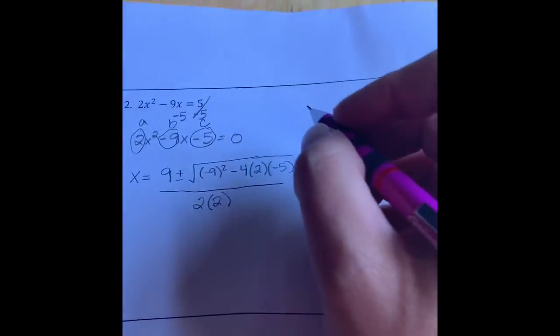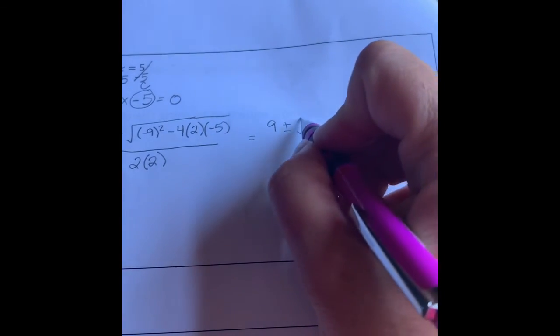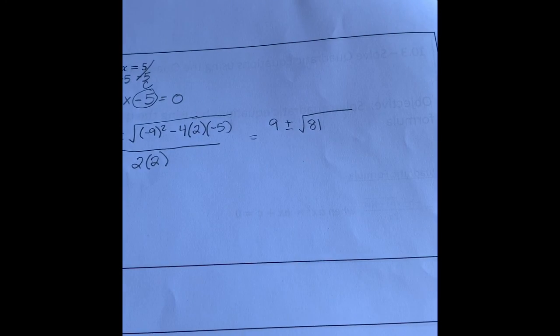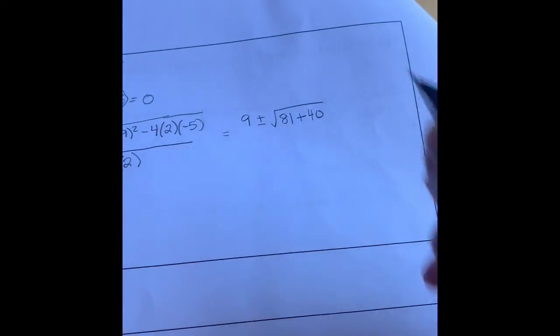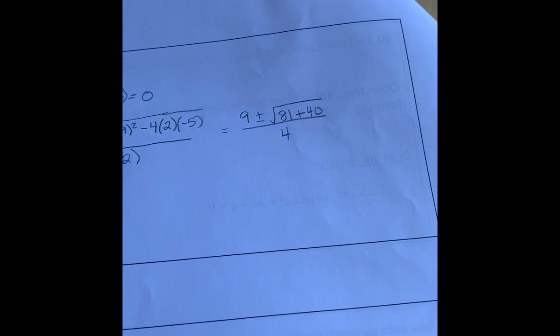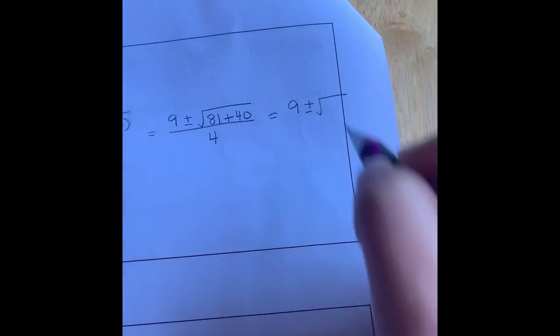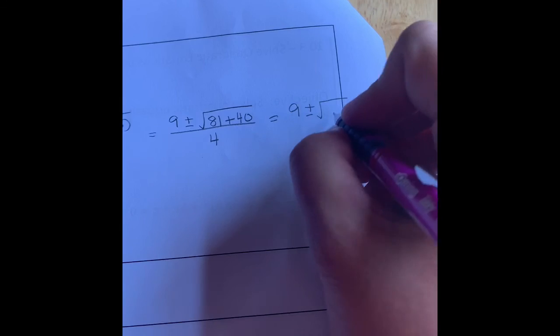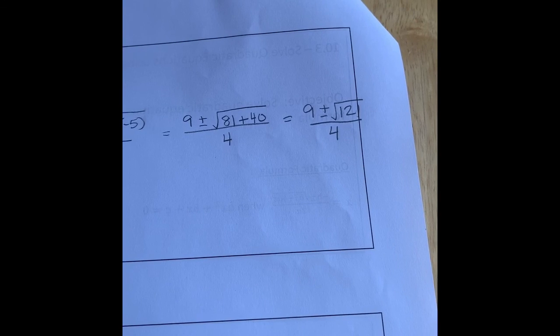So now simplifying this, we'll carry over the 9 plus or minus the square root. Negative 9 squared is 81. Negative 4 times 2 times negative 5 is 40. It's positive 40, so we'll put plus 40 all over 2 times 2 is 4. So simplifying that even further, carry over the 9 plus or minus the square root. 81 plus 40 is 121 divided by 4.